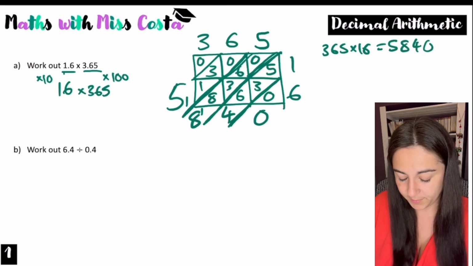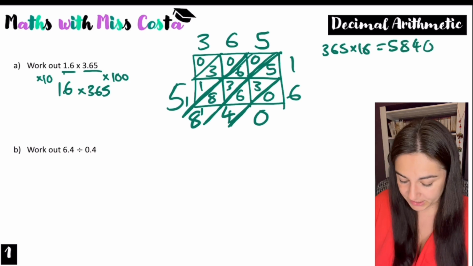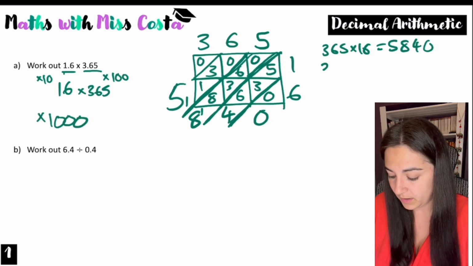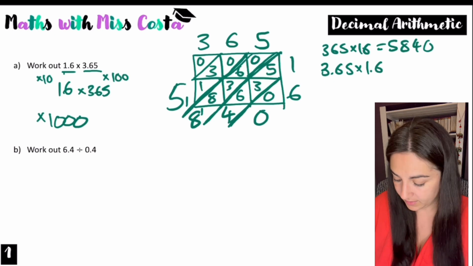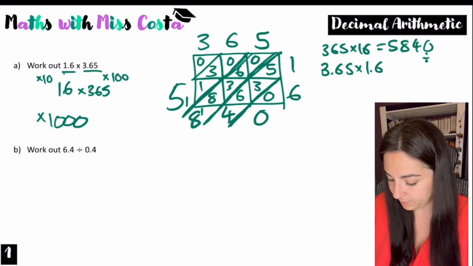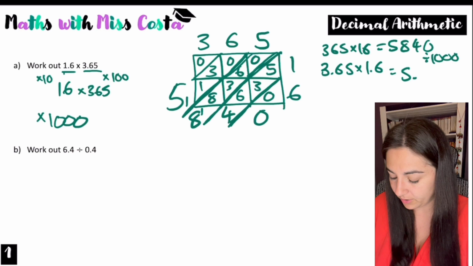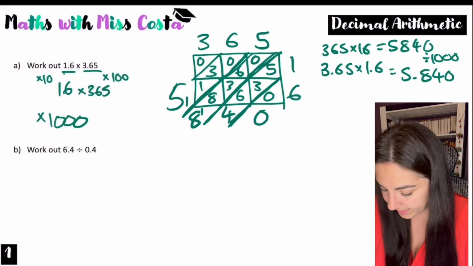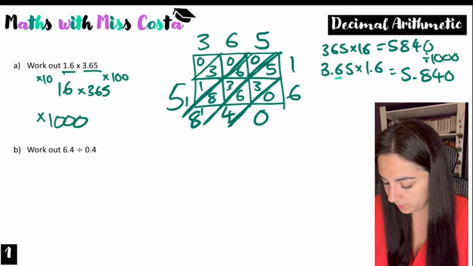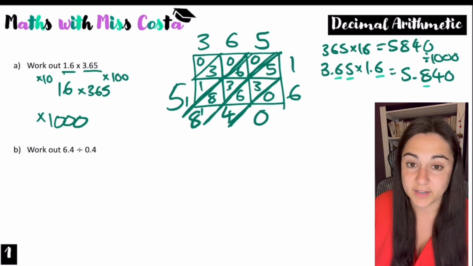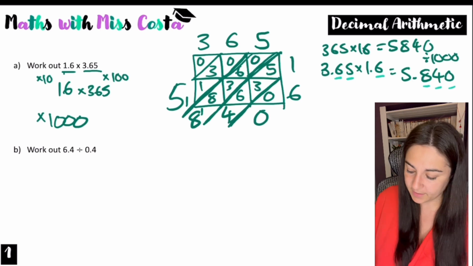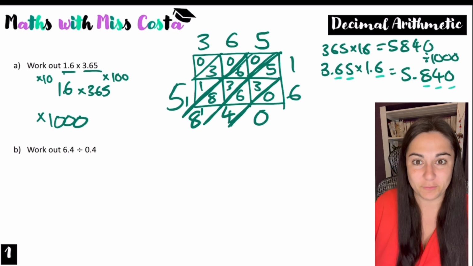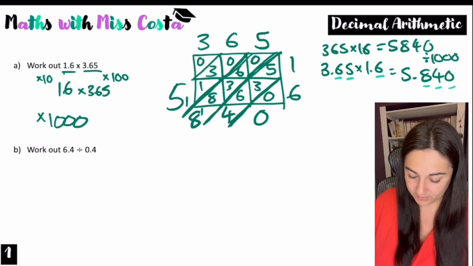What have I done though? I timesed it by 10 and 100 to get this number. So in total, that's the same as timesing by 1,000. So to return it back into decimal form, I would have to divide my calculation by 1,000. So what would that give me? 5.840. Now a little trick, the cheat way, is if you just count how many digits are after your decimal point, so 1, 2, 3, and your answer must have 1, 2, 3 digits after the decimal point as well. So turn them into whole numbers and then count the decimal points if you want to cheat, or just think about what you've multiplied it by and divide by the same if you want to do it properly.